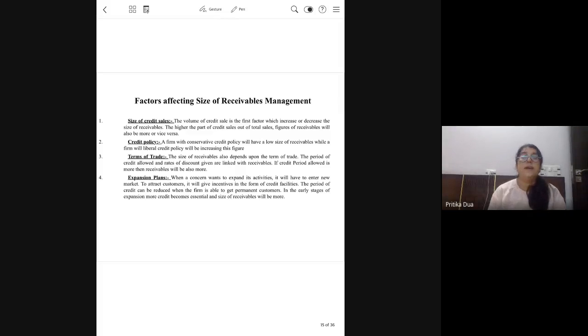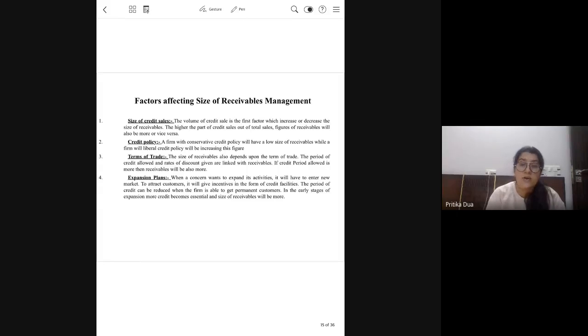Then factors affecting the size of receivables management. The first and foremost factor is size of credit sales. तो जितनी ज्यादा क्रेडिट सेल्स होंगी उतना ज्यादा आपका रिसीवेबल्स मैनेजमेंट में इन्वेस्टमेंट होगी. Okay, because there is a direct, very obvious relation. More is the percentage of credit sales in the business, higher will be the investment in receivables.